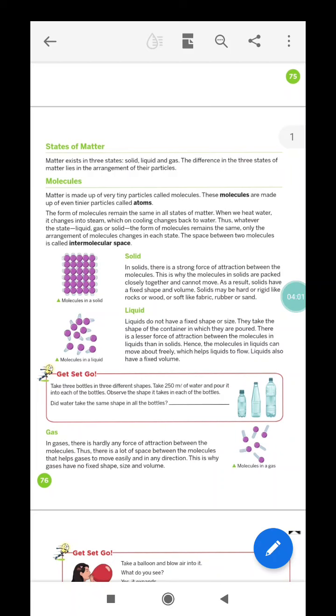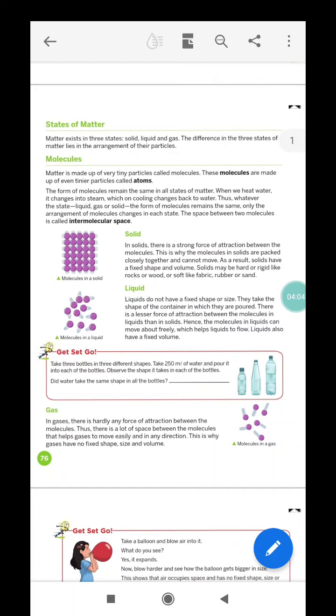That means the molecule would be the same, only the arrangement of the molecules changes in each state. The space between two molecules is called the intermolecular space. Suppose that whatever the space is there, that space is known as intermolecular space.